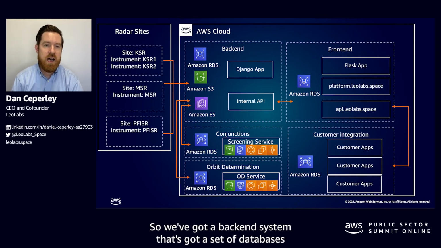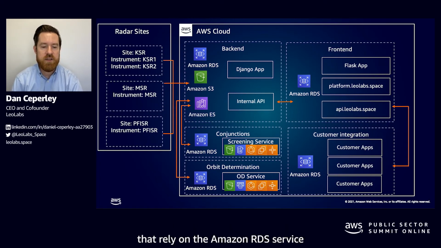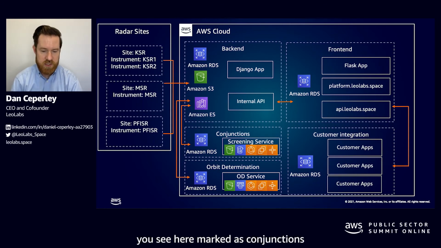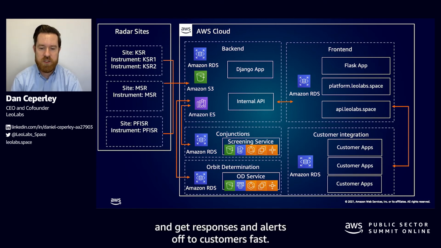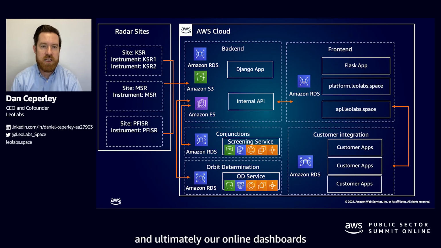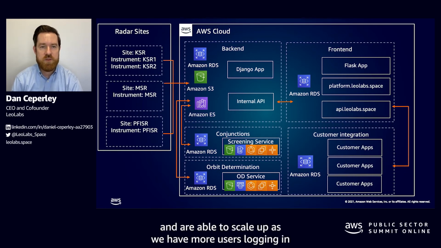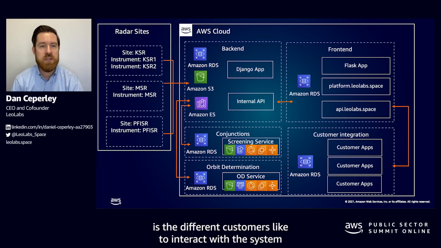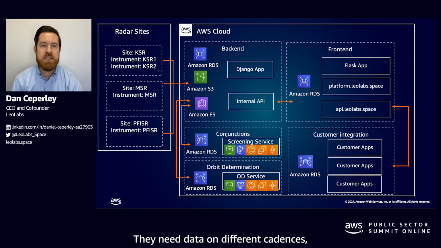So we've got a back-end system that's got a set of databases that rely on the Amazon RDS service and also the Amazon S3 service to store and move the data. We also use the Amazon HPC system in order to process that data quite quickly. And we've got a set of analytics tools, you see here marked as conjunctions and marked as orbit determination, that are able to sift through that vast amount of data very quickly and get responses and alerts off to customers fast. Then over on the front end side, we've got a set of tools that are supporting the API and ultimately our online dashboards, and are able to scale up as we have more users logging in and connecting to the system. One other thing that's important here is the different customers like to interact with the system in different ways. They need data on different cadences, different formats, and the like.